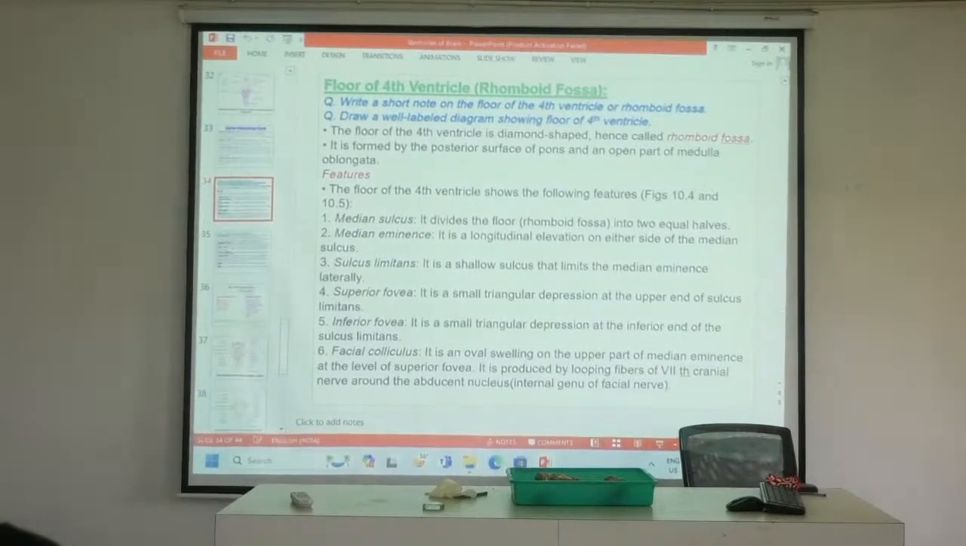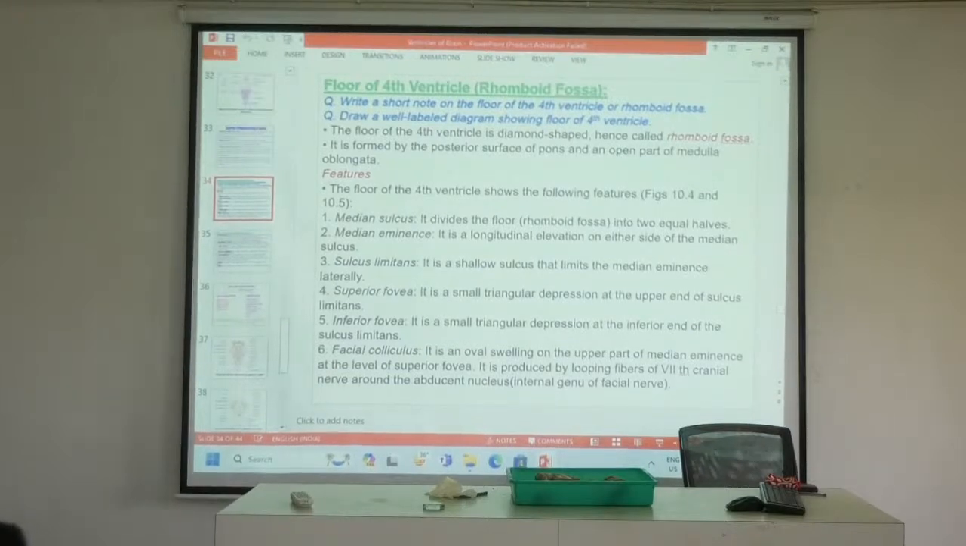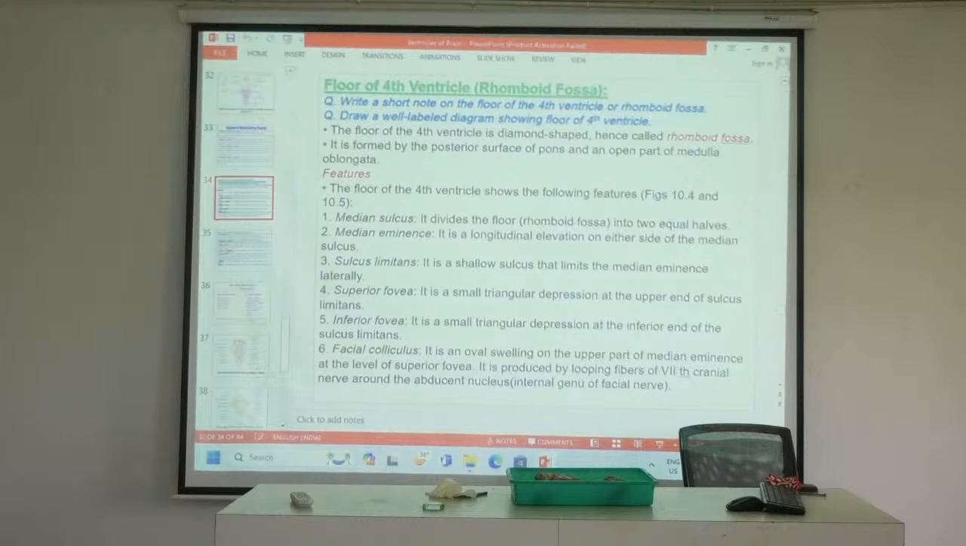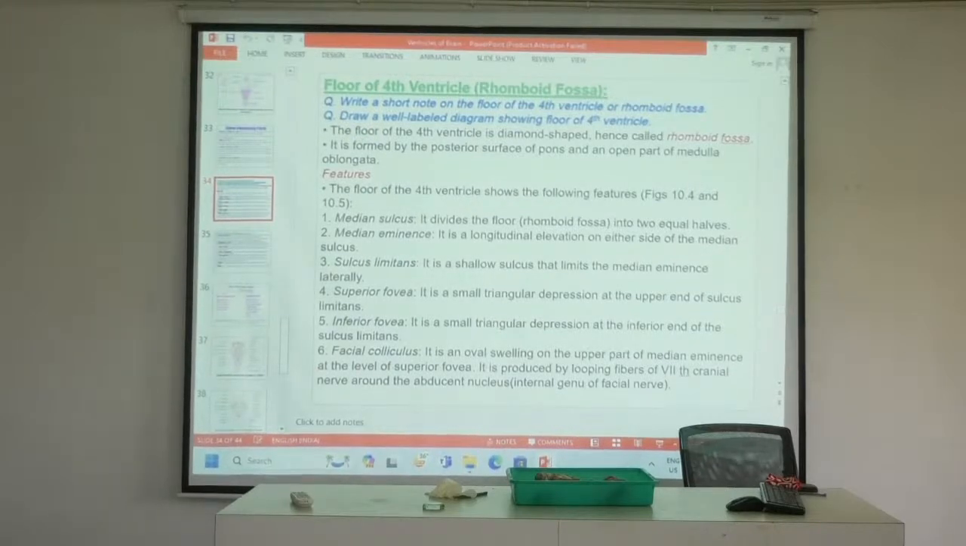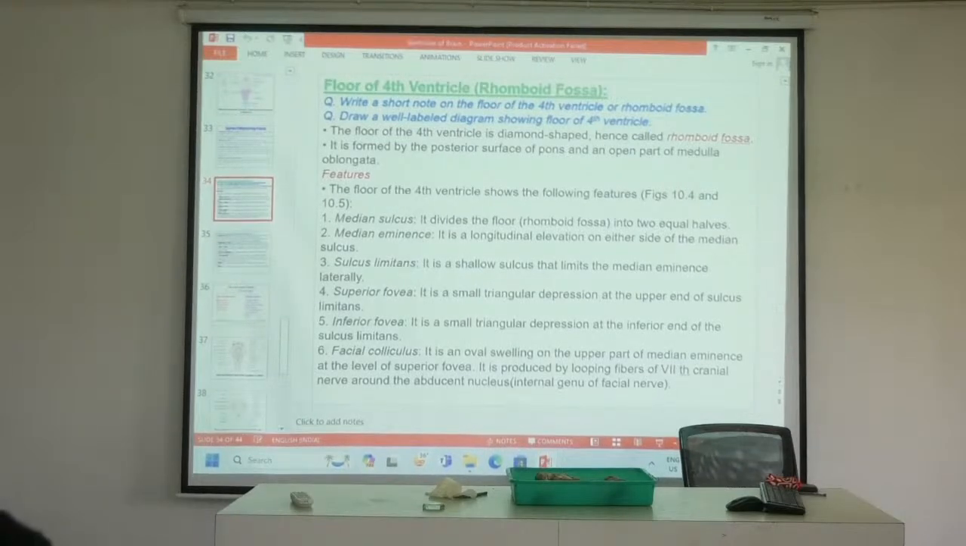Next is the facial colliculus. This is very frequently asked. You have to show the facial colliculus. Or in viva, you can be asked what is the facial colliculus, how it is formed, like this. It is an oval swelling on the upper part of the median eminence at the level of the superior fovea, and it is produced by looping fibers of the seventh cranial nerve around the abducent nucleus, that is, the internal genu of the facial nerve. We have discussed it.